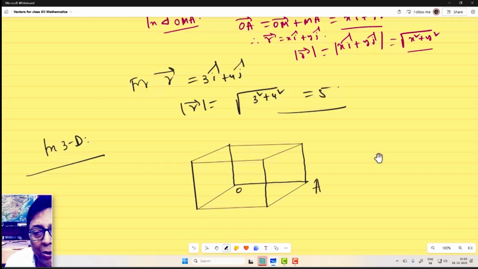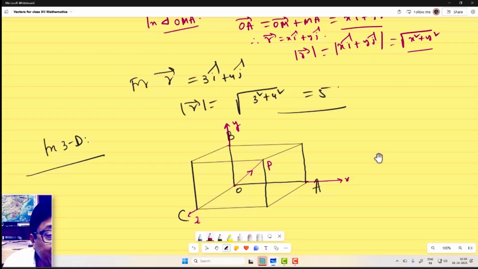So this is a cuboid O, A, B and C. You take these rectangular axes. Along OA, the x-axis. This is your y-axis. This is your z-axis. This is the origin. You have taken the vector OP.